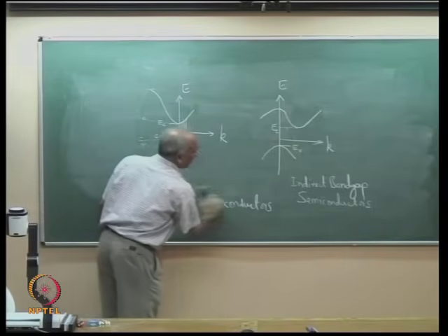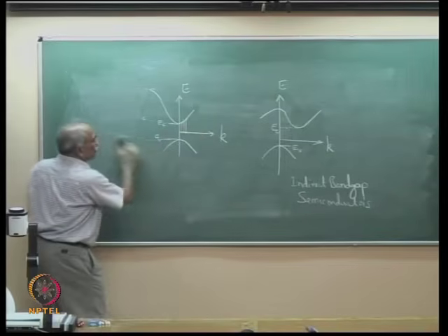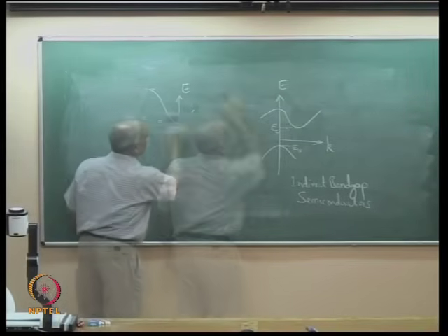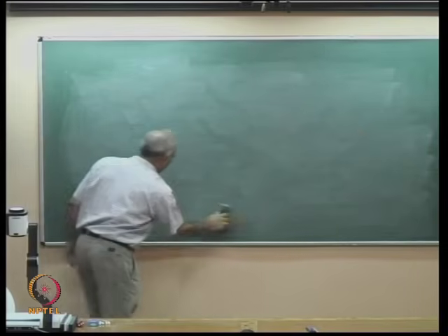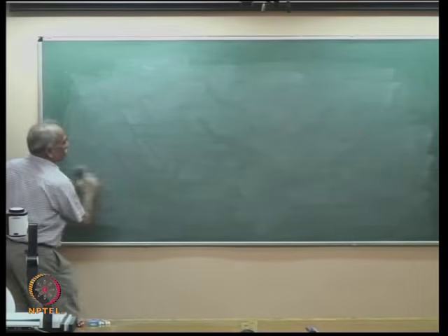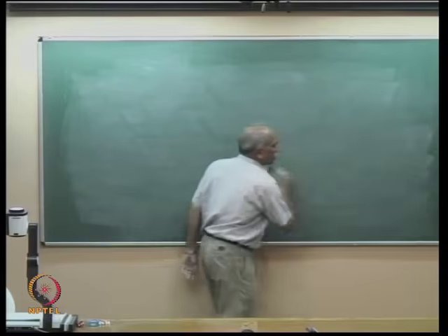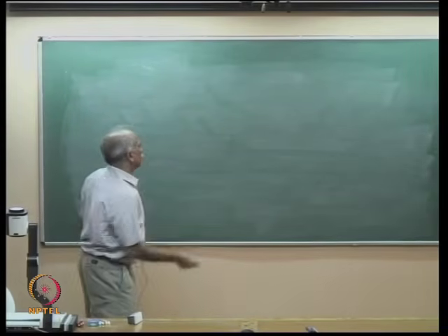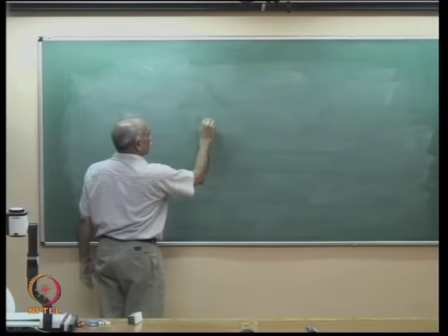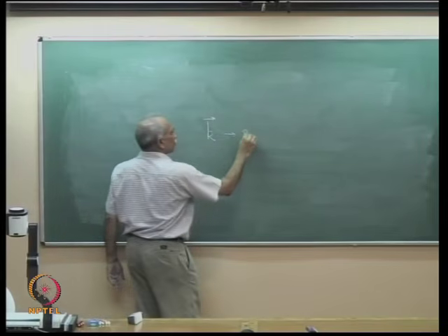Let me proceed a little bit further to see what this K is. This K is the propagation vector of the electron wave function, whose magnitude K is the propagation vector.